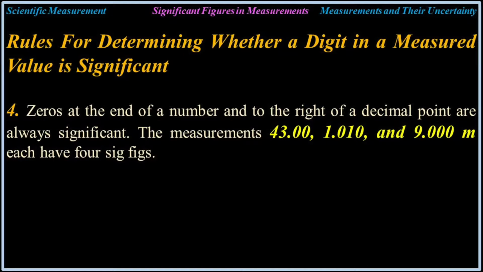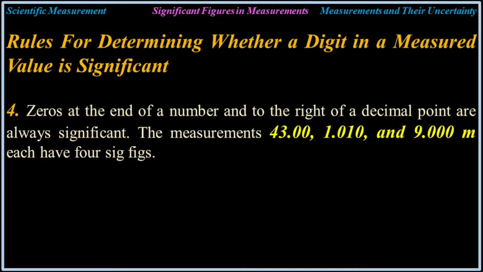Number 4, zeros at the end of a number and to the right of a decimal point are always significant. It's a little weird. All right, this is a hard one. The measurements 43.00, 1.010, and 9.000 meters each have 4 significant figures.